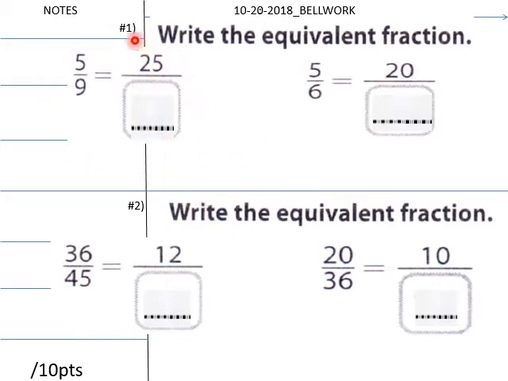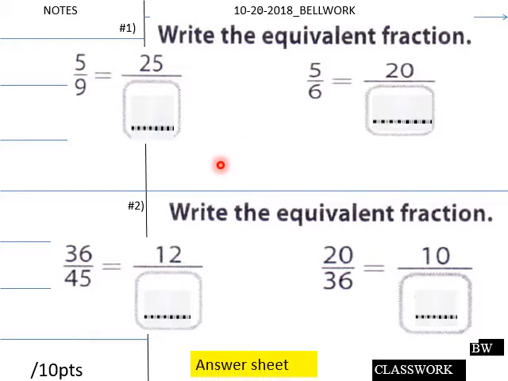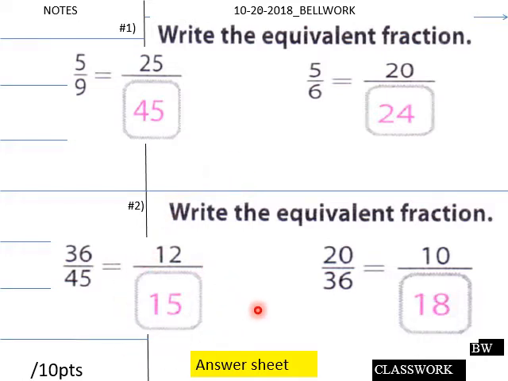Teachers, I'd wait 5 minutes, 4 minutes, 3 minutes, 3.5 minutes, and then I'd have a student, or 4 students, come to the smartboard or the whiteboard to fill them in. Otherwise, you get 25 over 45, 20 over 24, 12 over 15, and then 20 over 36.